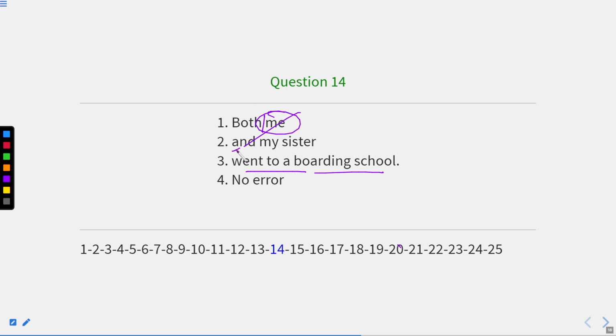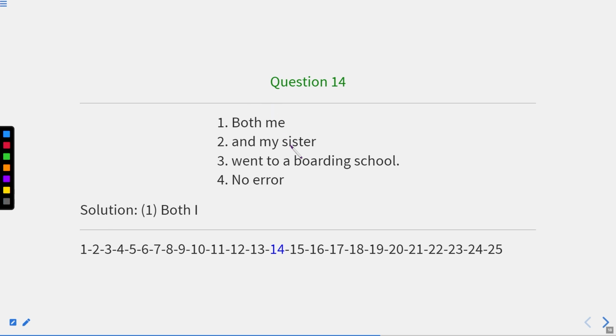It means this "me" is incorrect. Whosoever does the work is known as the subject. And here the subject is this person. And if it is the subject, it should be written in the nominative case. Okay. So this "me" is incorrect over here. It should be replaced with "I". So our answer will be: both I and my sister.